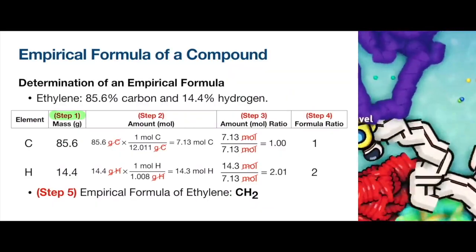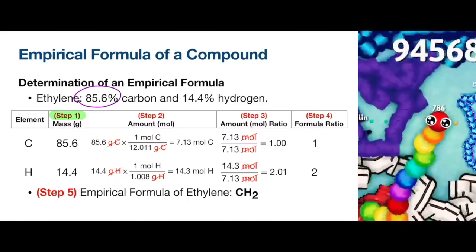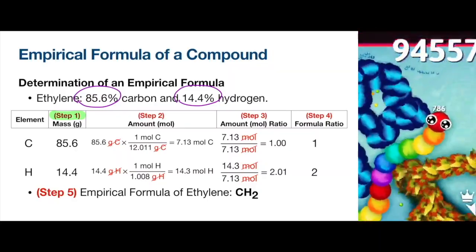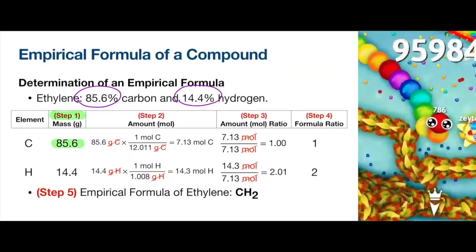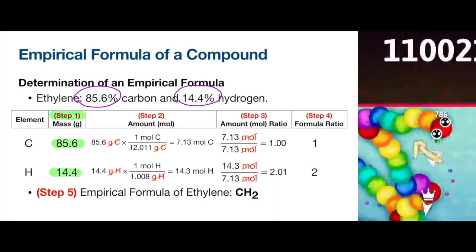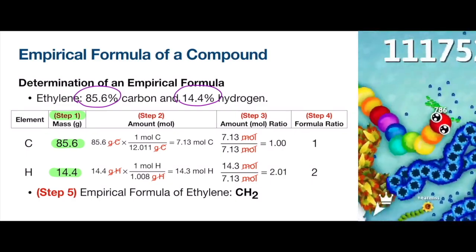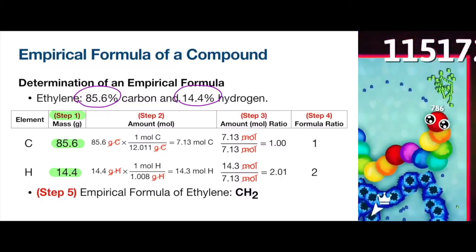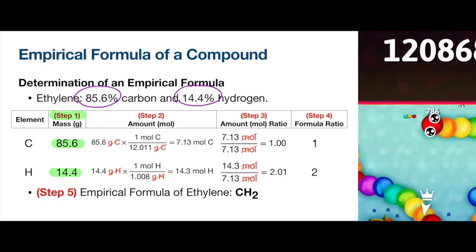In step 1 of the procedure, if we think of percent as the number of grams of one element per 100 grams of the compound, then a 100 gram sample must contain 85.6 grams of carbon and 14.4 grams of hydrogen. From this, we can see that percentage composition by mass quantities represent the masses of each element in a 100 gram sample of the compound. These quantities complete step 1 of the procedure.